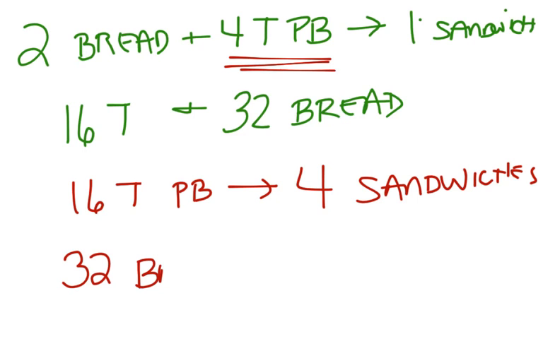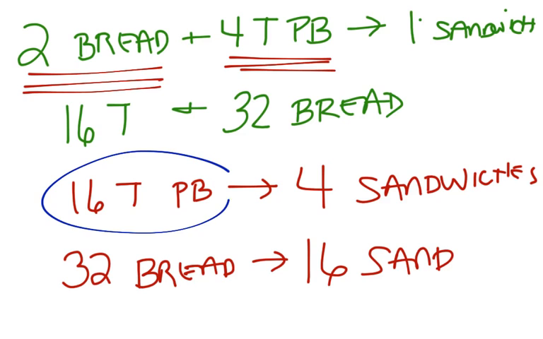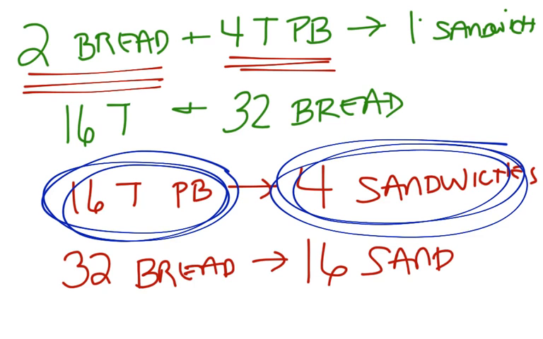Then, let's say my 32 pieces of bread. If I have 32 pieces of bread, it takes 2 pieces of bread per sandwich. I can make 16 sandwiches. So what's my limiting reactant? Obviously, my limiting reactant is my peanut butter. If I flipped the question around and I said, how much could you make? The answer would be 4 sandwiches.